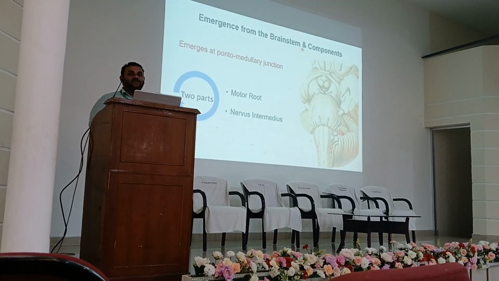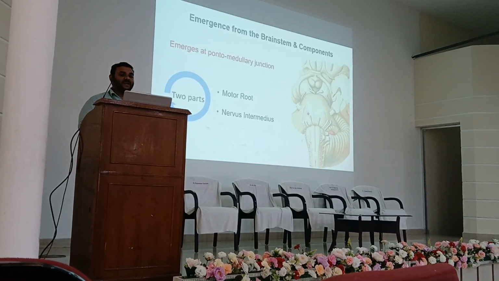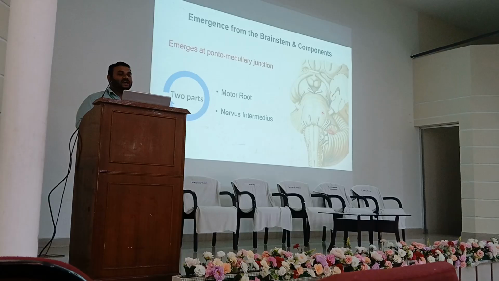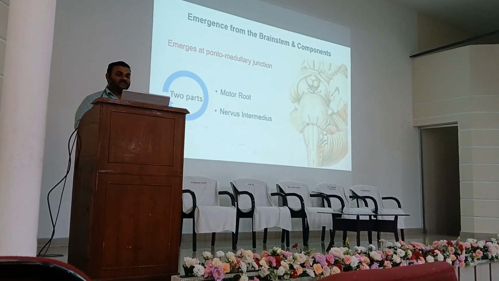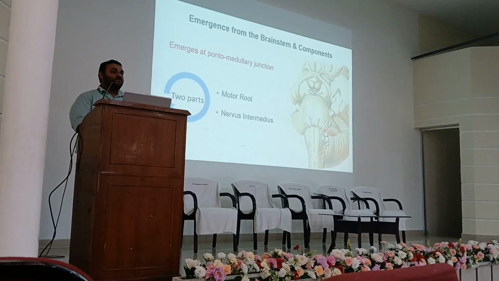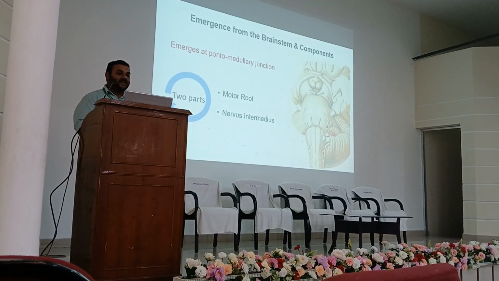Emergence from the brainstem and components. This is the ventral aspect of a brainstem. This is medulla, pons, and midbrain. And the facial nerve arises from the pontomedullary junction. And the facial nerve consists of two roots. One is the motor root and another one is the sensory root. This is the motor root and this is the sensory root.